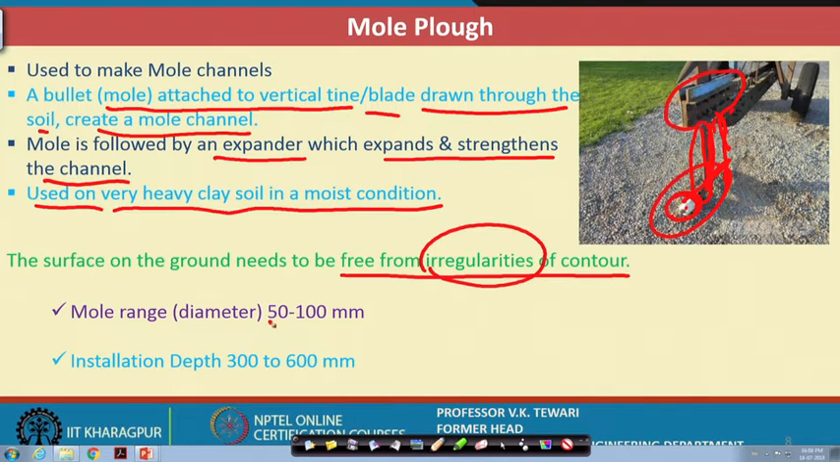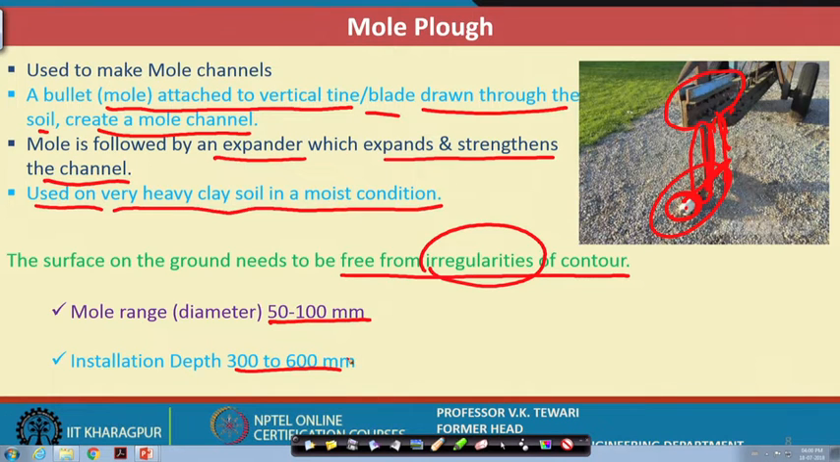Mole diameters vary from 50 to 100 millimeter, and the installation depth is 300 to 600 millimeter. These are some of the specifications or information which we would like to give you for this particular aspect, and these are also created for small channels. Particularly, we are talking with respect to drainage machinery. Remember that these will help us in draining the moisture, or the oil, or the water which is there, wherever the location. So, depending upon our requirement, we can use these machines.